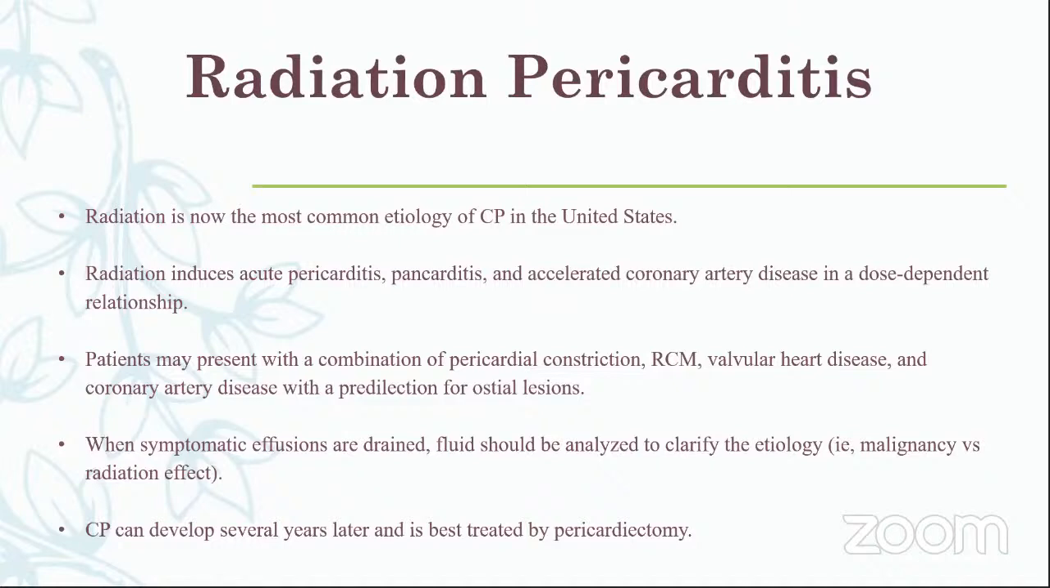Radiation pericarditis is the most common etiology of constrictive pericarditis in the United States. Radiation can induce acute pericarditis, pancarditis, and accelerated coronary artery disease in a dose-dependent relationship. Patients may present with a combination of pericardial constriction, restrictive cardiomyopathy, valvular heart disease, and coronary artery disease with predilection for ostial lesions. When symptomatic effusions are drained, fluid should be analyzed to clarify whether the etiology is radiation effect or malignancy. Constrictive pericarditis can develop after radiation after several years, and is best treated by pericardiectomy.